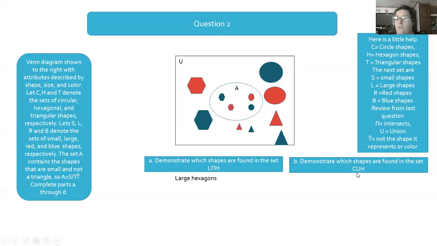Okay, B, we're going to look at our circular right here, our C, and our H, our hexagonal shapes. Look, it says U, so we're going to say union. So circular shapes, or, remember you can say or, hexagons.